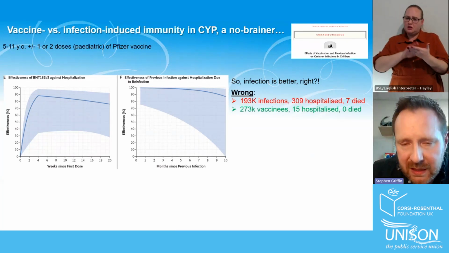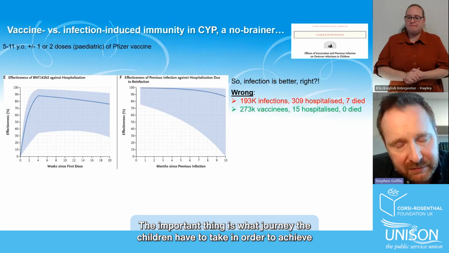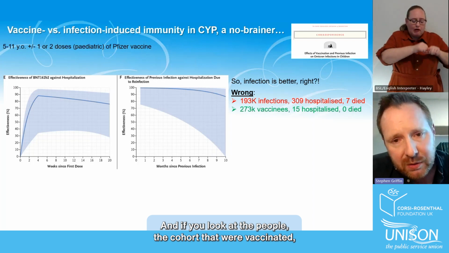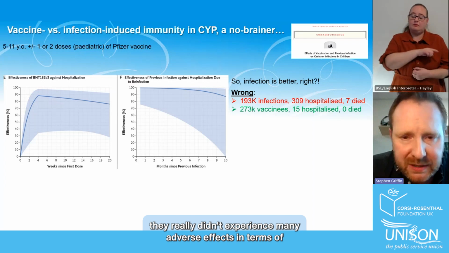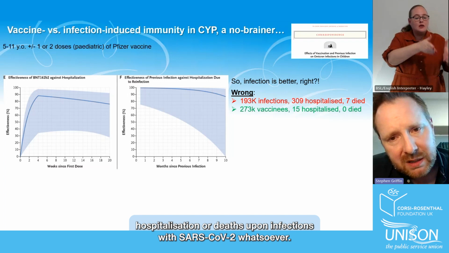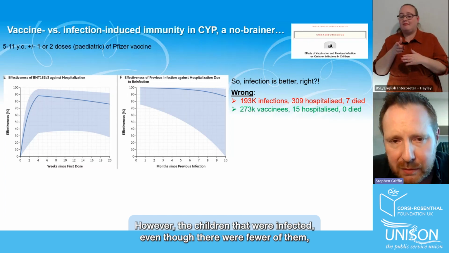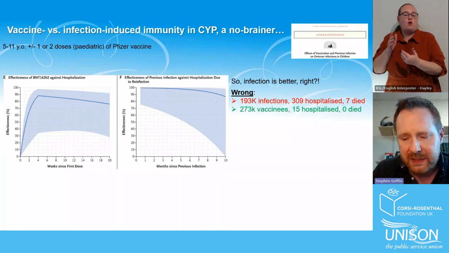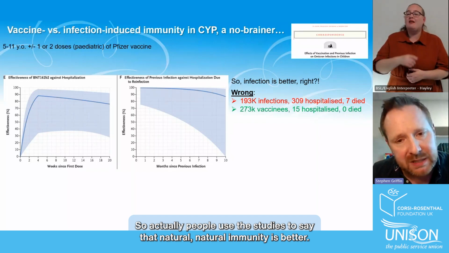Unfortunately, no. The important thing is what journey the children have to take in order to achieve this level of protection. And if you look at the cohort that were vaccinated, they really didn't experience many adverse effects in terms of hospitalization or deaths upon infection with SARS-CoV-2 whatsoever. However, the children that were infected, even though there were fewer of them, many more ended up hospitalized, and unfortunately some of them died. So actually, people use this study to say that natural immunity is better.